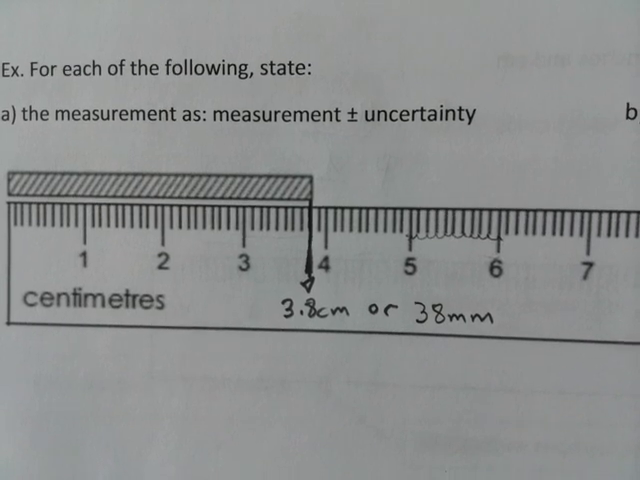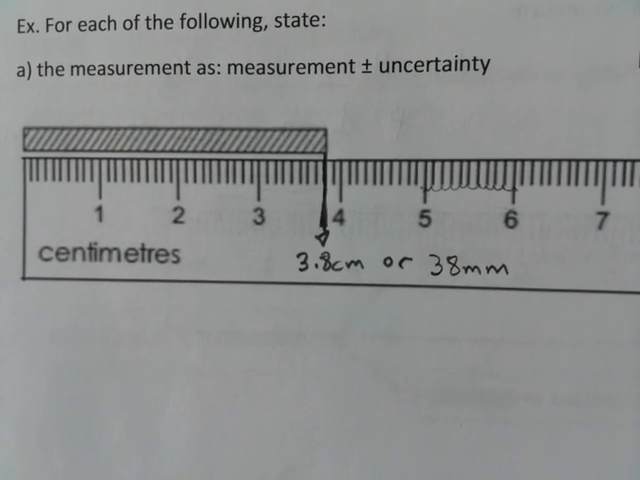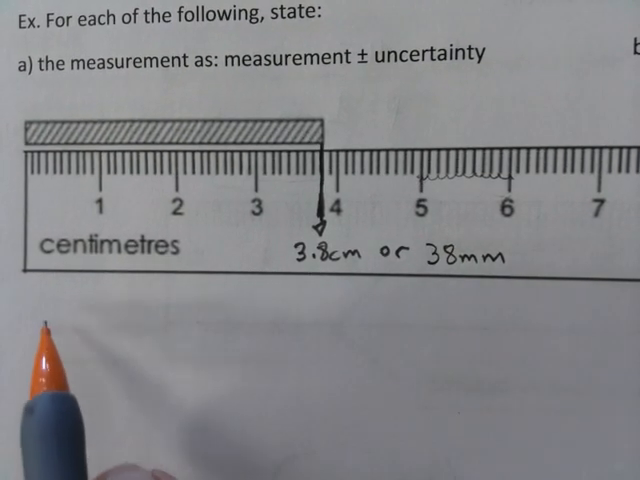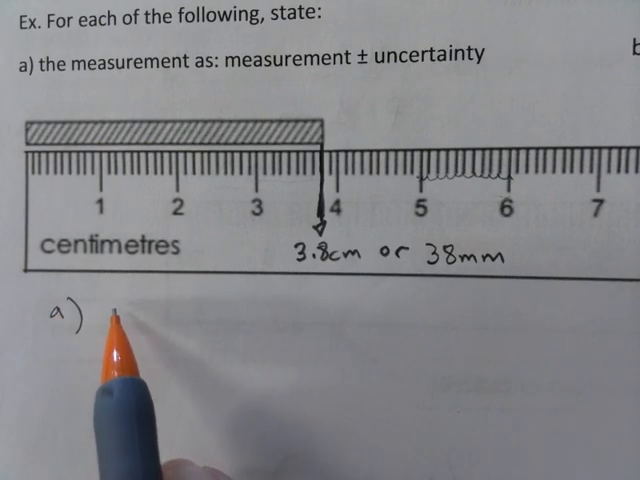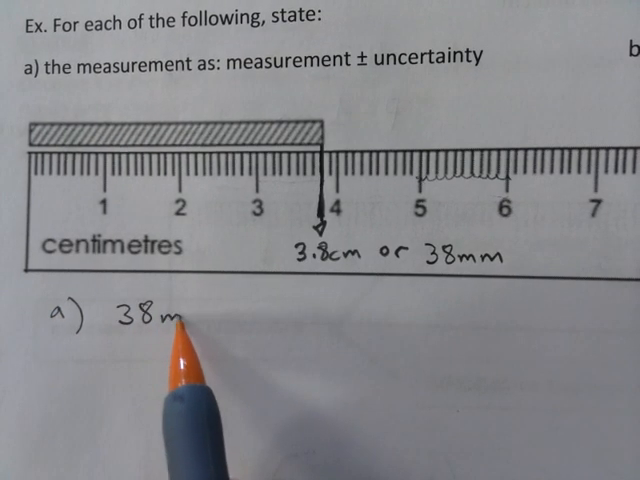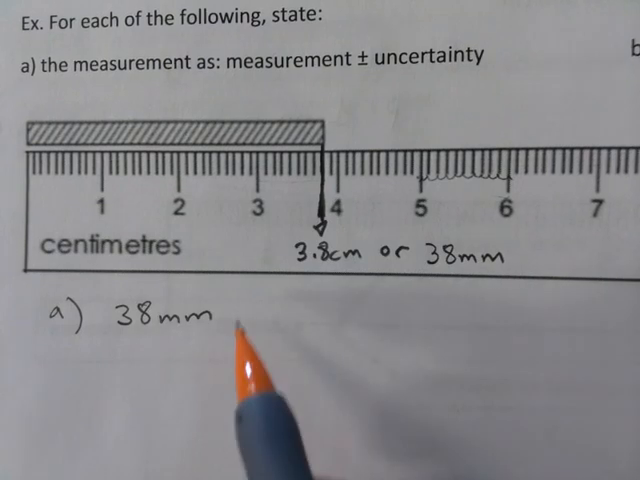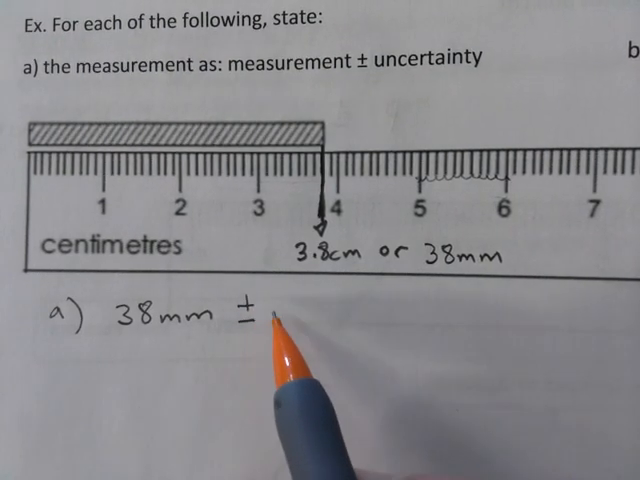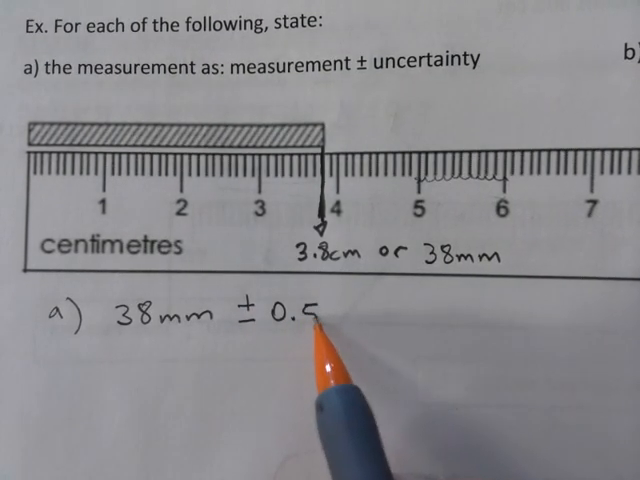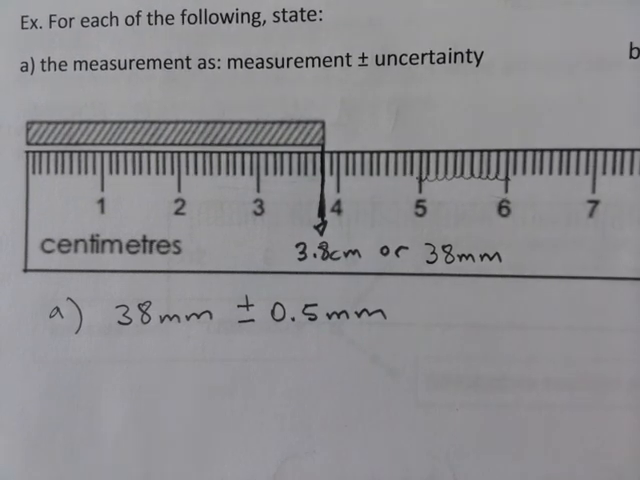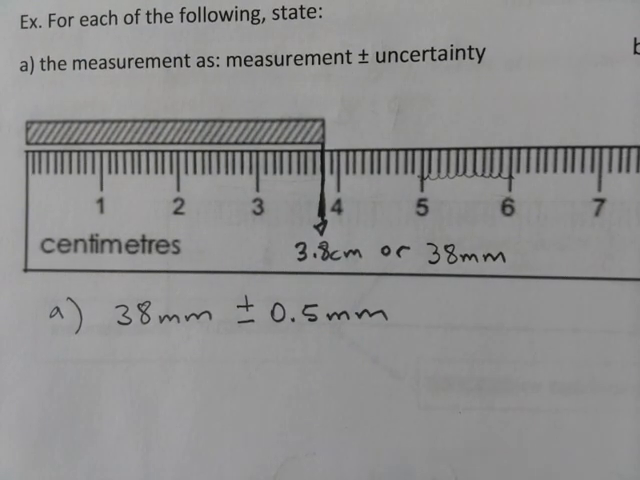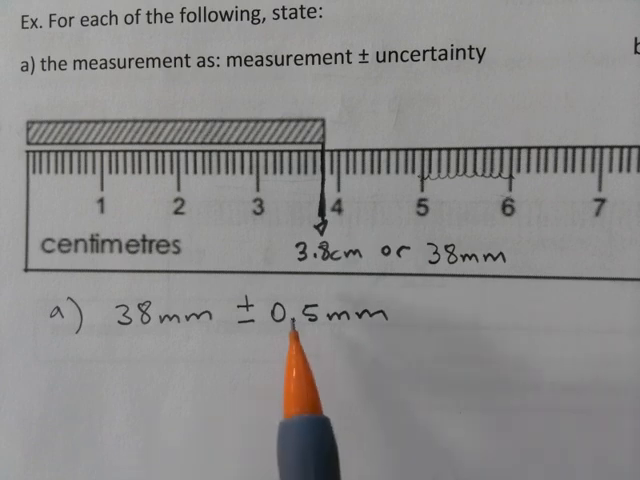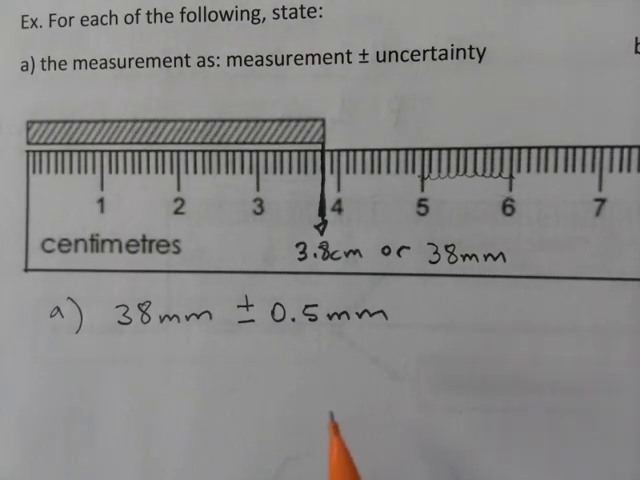So you had to pick which one it was closest to. So let's state the measurement. For A, it's 38. I'm going to stick with millimeters. 38 millimeters plus or minus 0.5 of a millimeter. I got this from the work I did before, right?